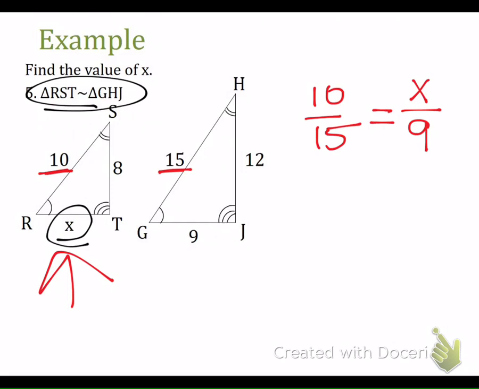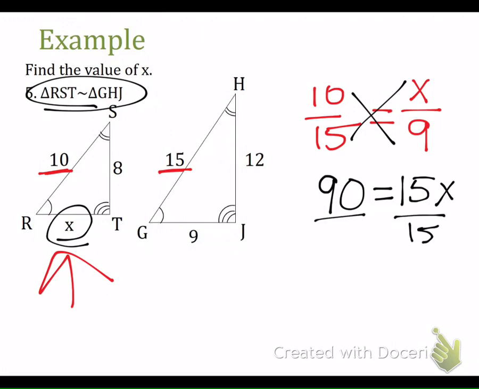All right, how do I solve something like this? I cross multiply. So 90 equals 15x. All right, what does x equal? 6. Very good. So it's a lot like what we did Monday. You just have to write the proportion first using the skills we talked about today. Questions?